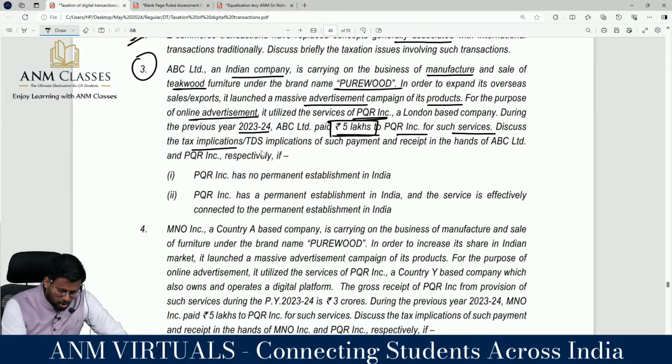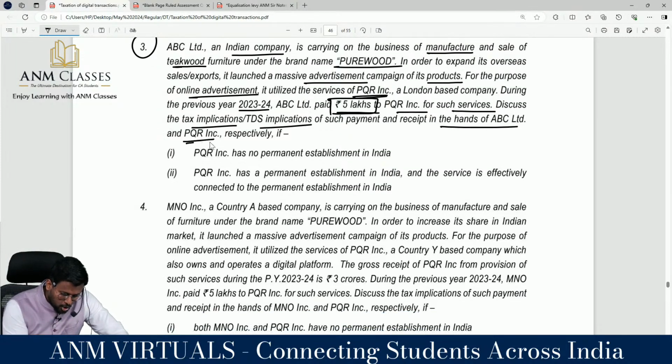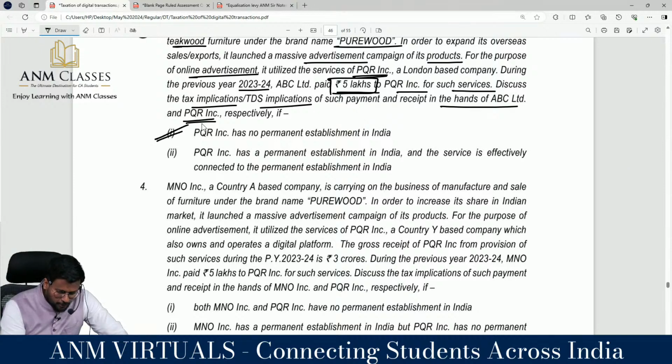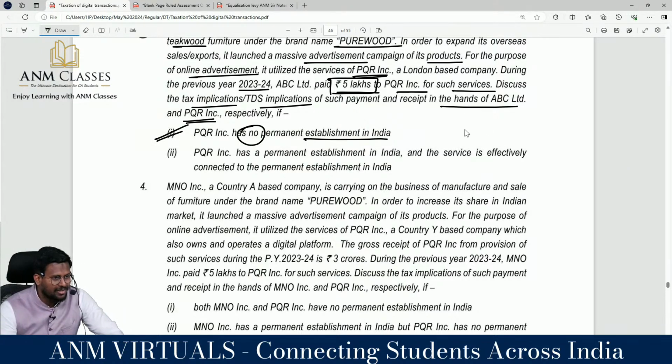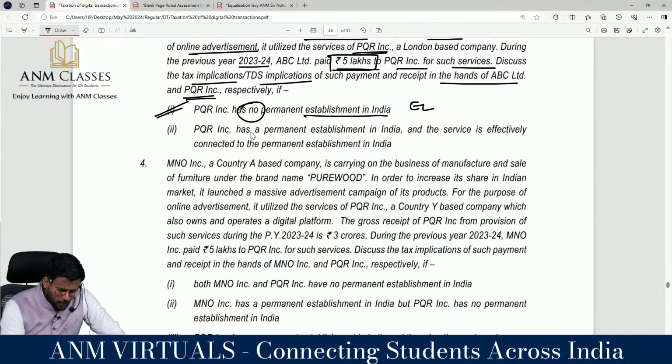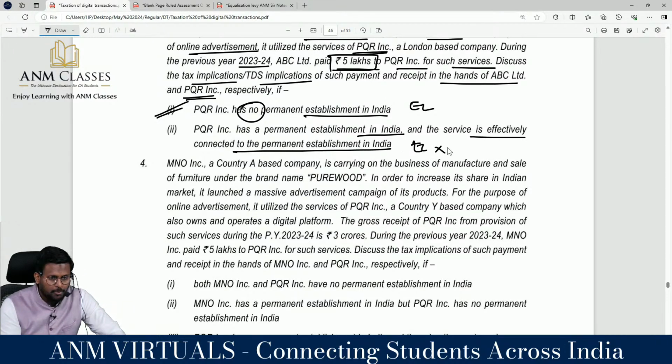Discuss the tax implication or TDS implication of such payment and receipt in the hands of ABC Limited and PQR Incorporation respectively. If PQR Incorporation has no permanent establishment in India, equalization levy will be applicable. If PQR Incorporation has a permanent establishment in India and the service is effectively connected to the permanent establishment in India, then equalization levy will not be applicable. Normal provisions of the Income Tax Act will be applicable.